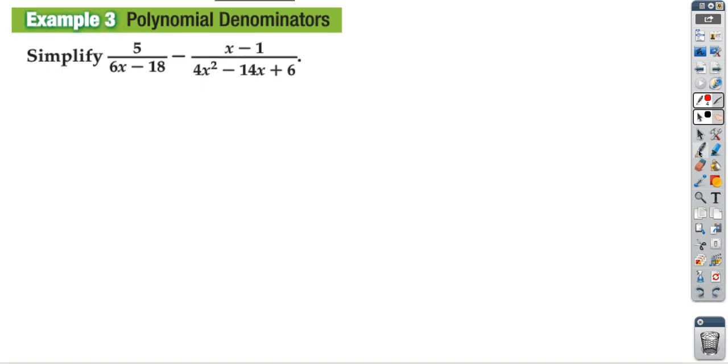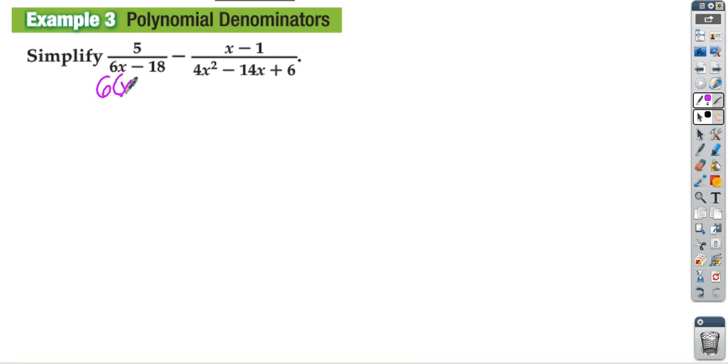What if you have denominators that are not single expressions or single terms? Those are called monomials. That last one we did. This is a polynomial. So how do you combine it in this case? Here's what you would do. First thing we should do is see if we can factor this.